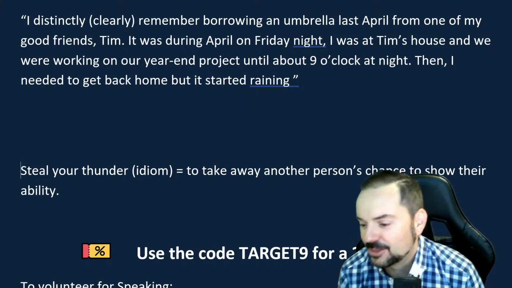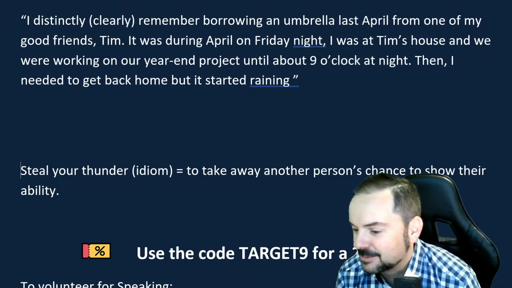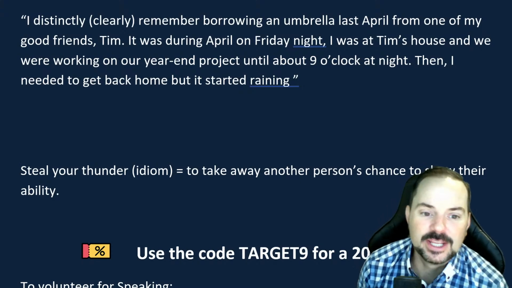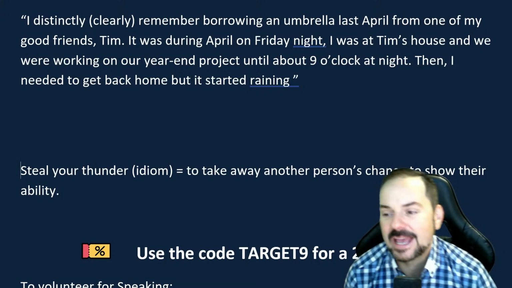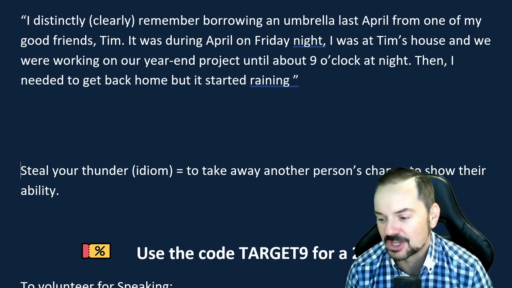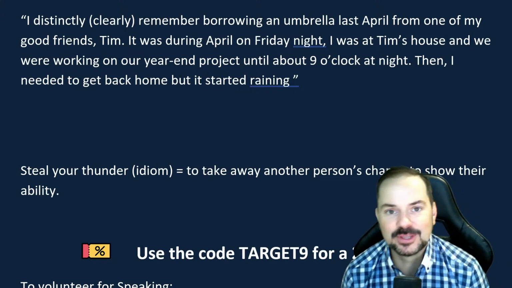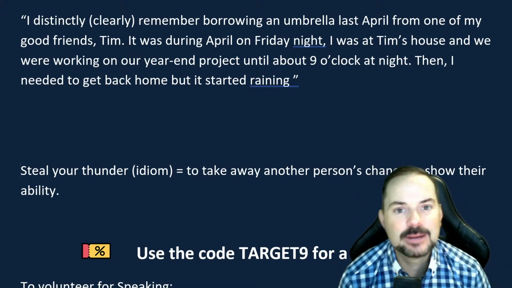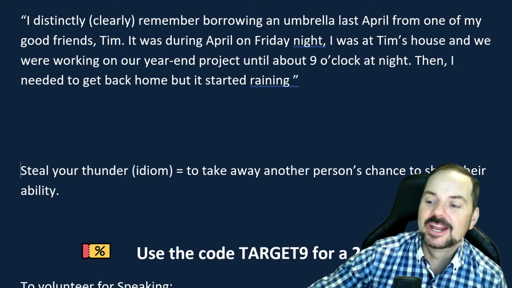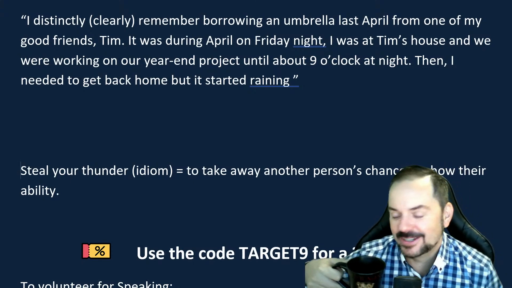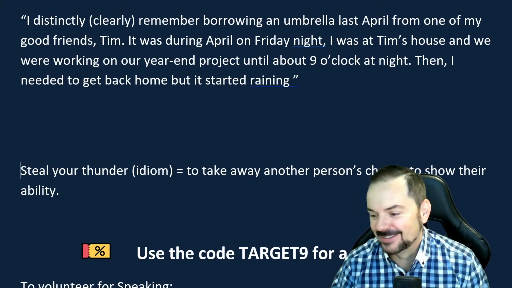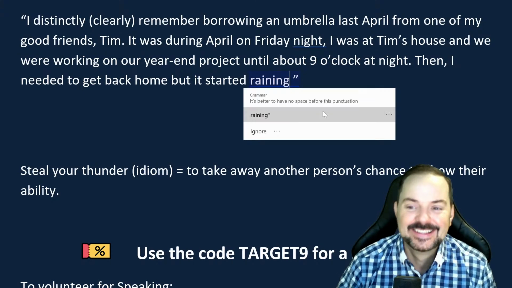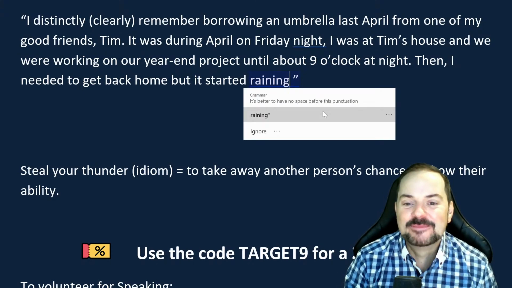I don't want to steal your thunder, so you can tell me what the idiom is here that I'm looking for. So then I needed to get back home, but it started raining, a really heavy rain. What's the expression in English? I'll give you a hint. This idiom or this expression includes a couple of animals. Yeah, that's right, Isa. Very good. Isa says cats and dogs. Yes, very good, Baljit. Raining cats and dogs. Absolutely. Then I needed to get back home, but it started raining cats and dogs.